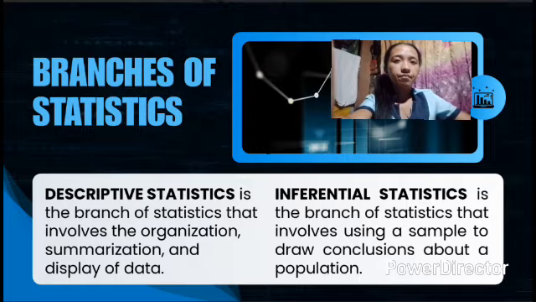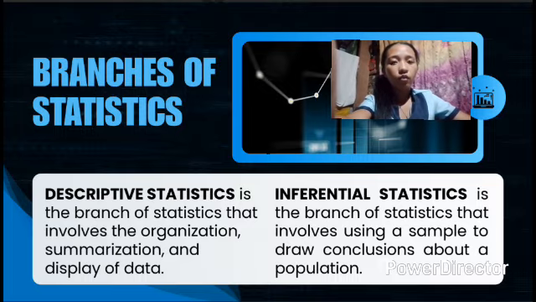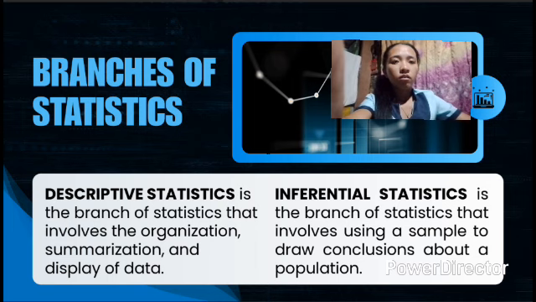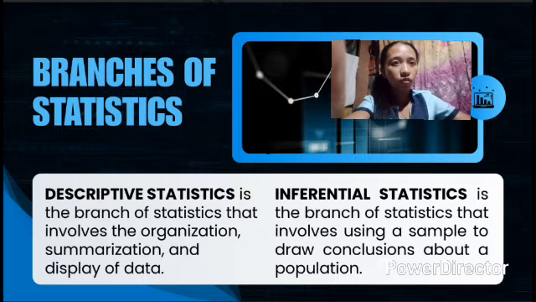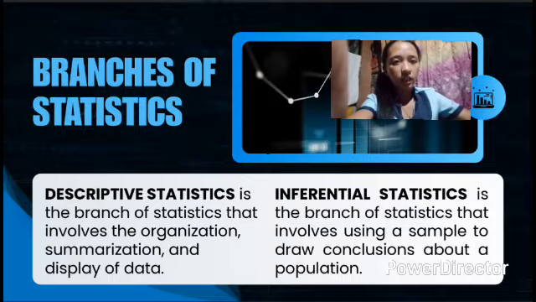So basically, inferential statistics goes a step further. It allows us to use data from a sample to draw conclusions or make predictions about a larger population. Through inferential statistics, we can test hypotheses and make decisions even when it's not possible to collect data from everyone. Descriptive statistics focuses on organizing, summarizing, and presenting data. It uses tables, graphs, averages, and other measures to describe information clearly.